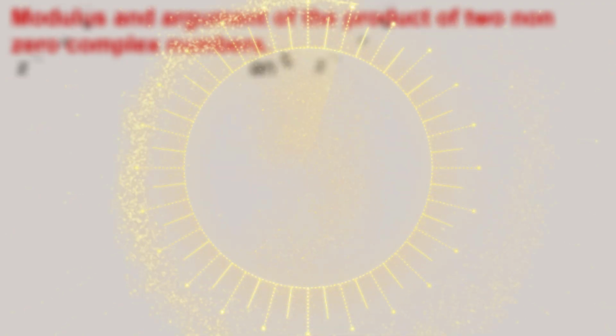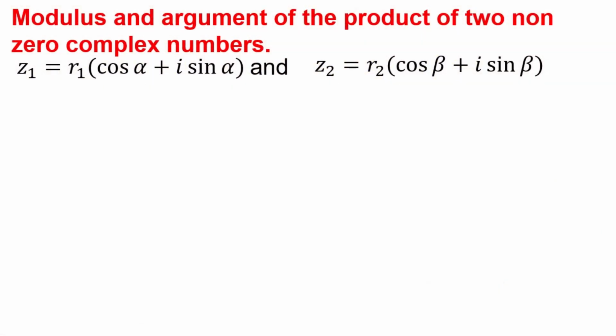In this video I will explain the modulus and the argument of the product of two non-zero complex numbers. Let z1 equals r1 into cosine alpha plus i sin alpha, and z2 equals r2 cosine beta plus i sin beta, the trigonometric forms of z1 and z2. r1 and r2 are two positive real numbers. We have to multiply z1 times z2, and we call z1 times z2 equals z.